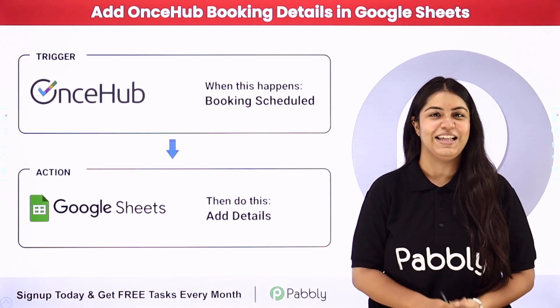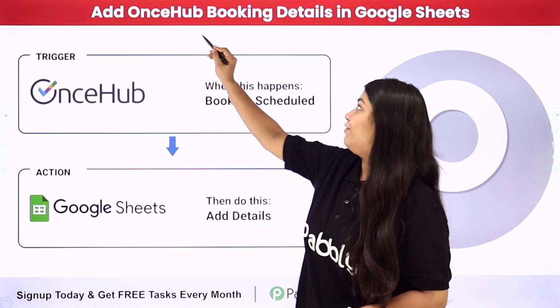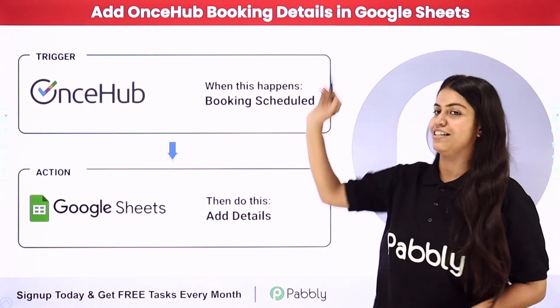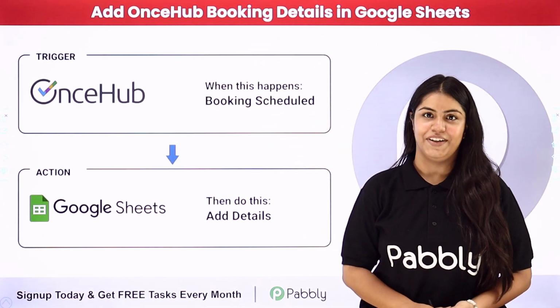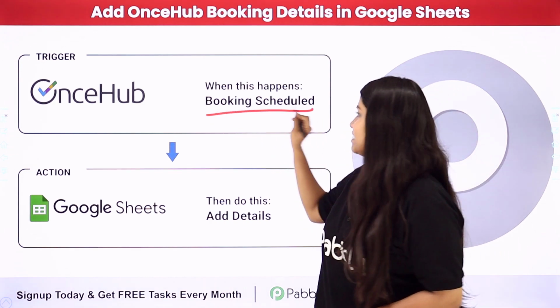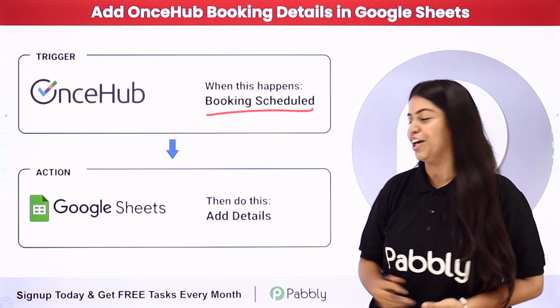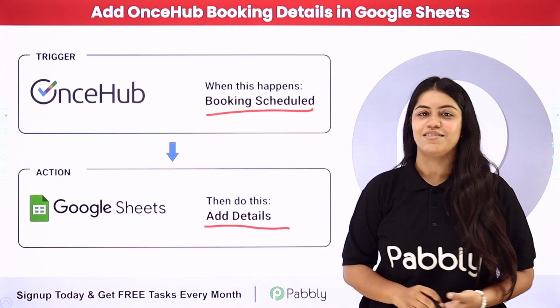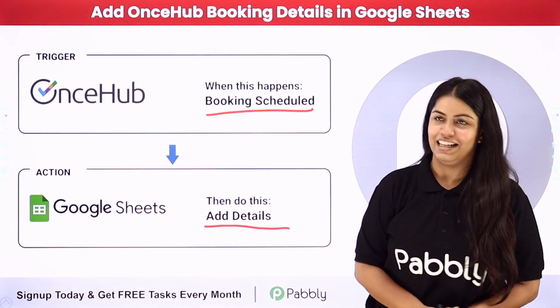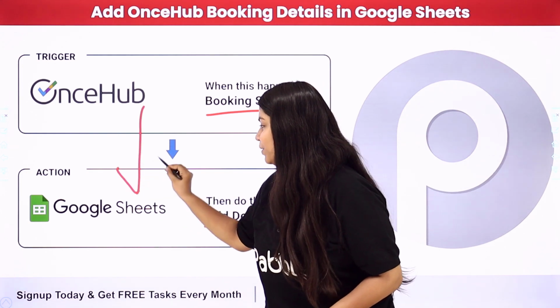The title of our today's video is how to add OnceHub booking details in Google Sheets. So the objective of our today's video is that as soon as a new booking is scheduled in my OnceHub account, automatically the details of that booking should be added to my Google Sheets too. For this, we are going to create a connection between OnceHub and Google Sheets.